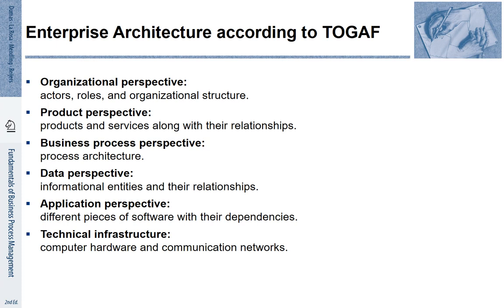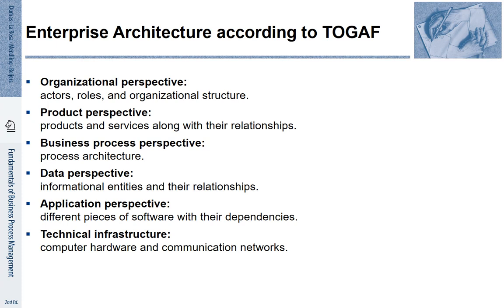So there's the organizational perspective. This relates to actors, roles, and organizational structure. The product perspective distinguishes products and services and how they are related. TOGAF also emphasizes the business process perspective and the corresponding process architecture. The data perspective highlights informational entities and their relationships. The application perspective focuses on different pieces of software and their dependencies. And finally, there's the technical infrastructure that relates to computer hardware and communication networks.